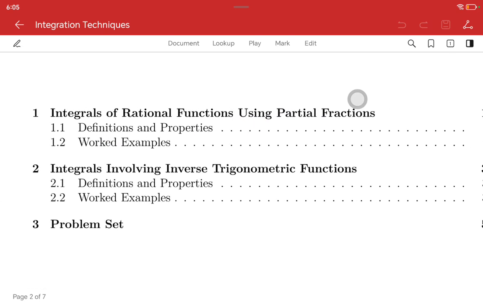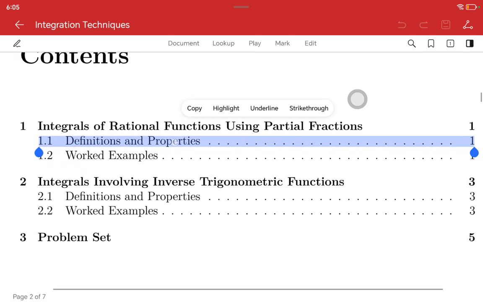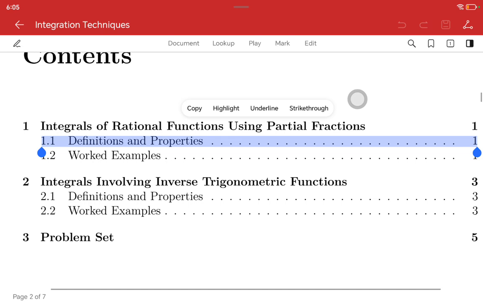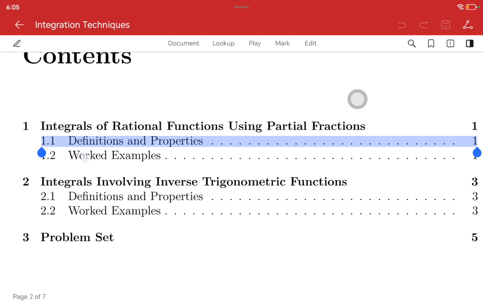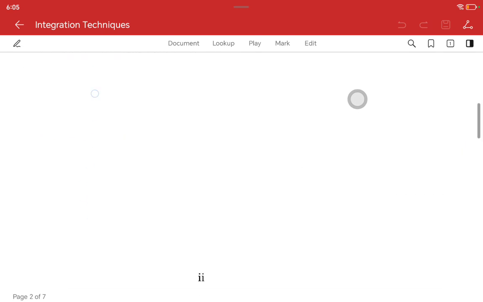With the partial fractions, I just included the part of definitions and properties just for those who are interested in extra knowledge, right? But for us, we're just gonna focus on the worked examples. Then we use what you've been taught in order to find the solutions, right?